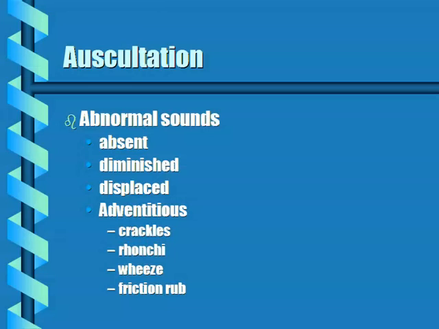A friction rub, again, just like for the cardiac system, is like the sound of 2 pieces of leather rubbing together. But you'll notice that it occurs with the respirations, not with cardiac. And if you're having trouble telling whether it's a pleural friction rub or a pericardial friction rub, ask them to hold their breath. If it goes away, it's pleural. If it doesn't go away, it's pericardial.